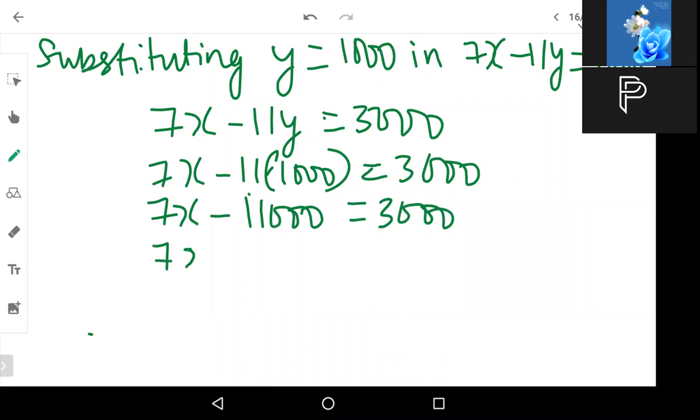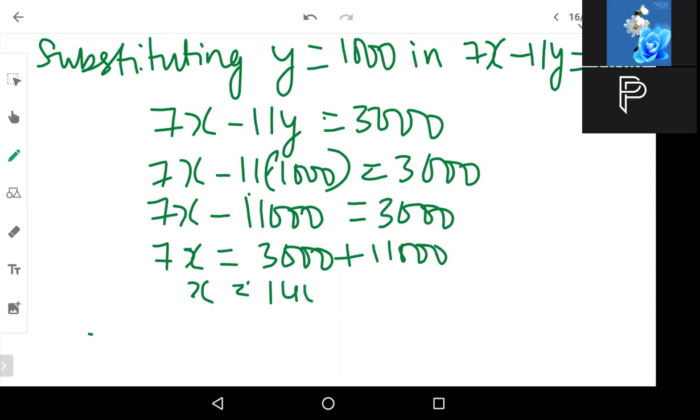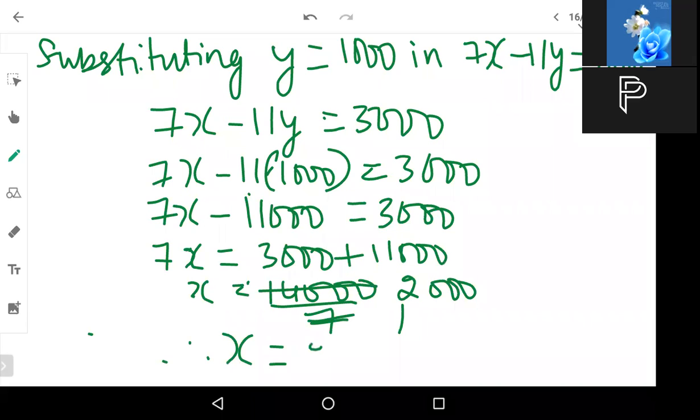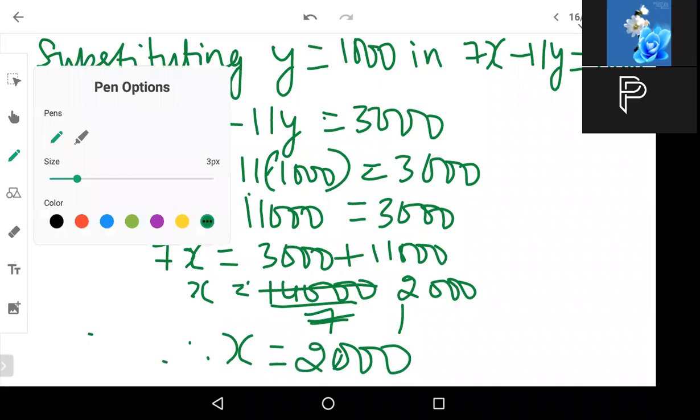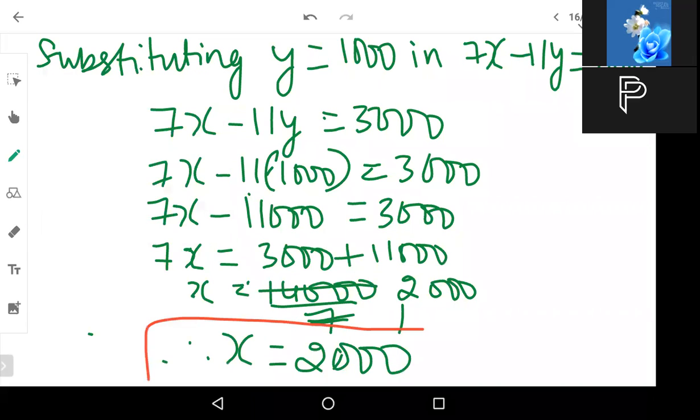So 7x is equal to 3000 plus 11,000. So x is equal to 14,000 by 7. So therefore x is equal to, 7 twos are 14, 2000. So x is equal to 2000. So we got the value of x as 2000. Yeah, correct, Gauri. 2000 is the answer.